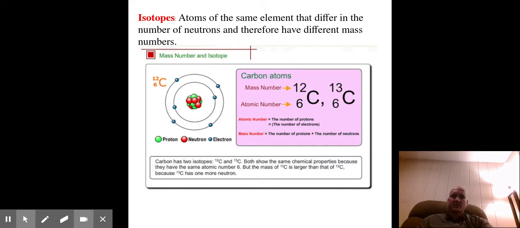Here's an example, carbon 12. The one on the left here is carbon 12. And on the right, we've got carbon 13 in the purple here. Carbon 12 has 6 protons, but there's also 6 neutrons. In carbon 13, 6 protons, but 1 more neutron. It's got 7 neutrons. That's why the mass number is 1 higher.